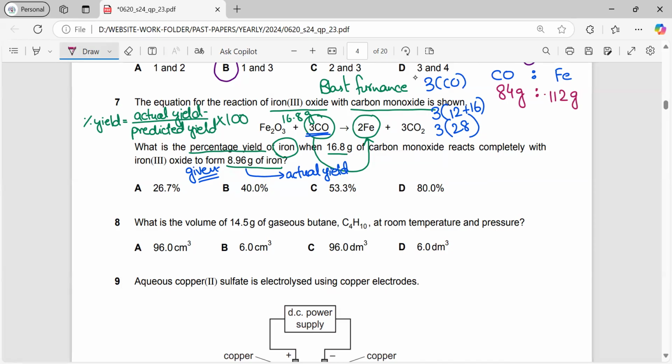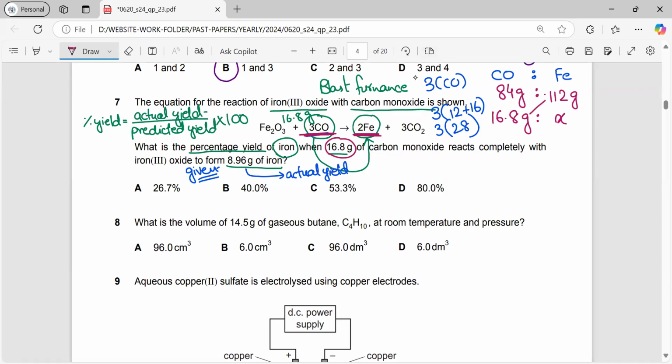So the first ratio we'll see from the equation, what is the mass of 3 moles of carbon monoxide and what is the mass of 2 moles of iron in the equation. We just calculated the mass of carbon monoxide and iron from the equation. Now, if 84 grams of carbon monoxide are giving 112 grams of iron, then 16.8 grams of carbon monoxide will give how much iron? In the question, they're asking about 16.8 grams.